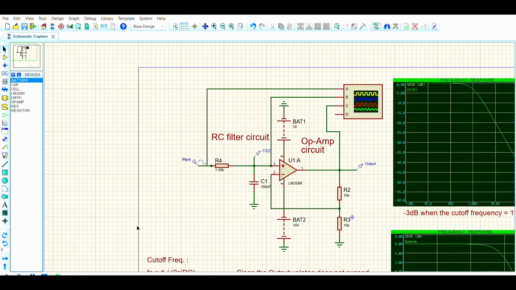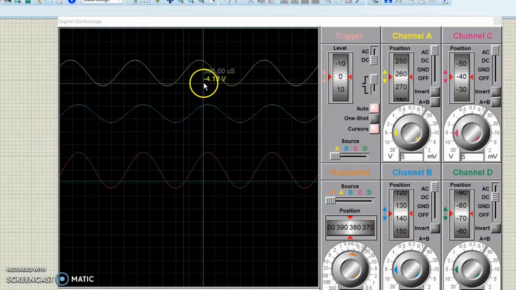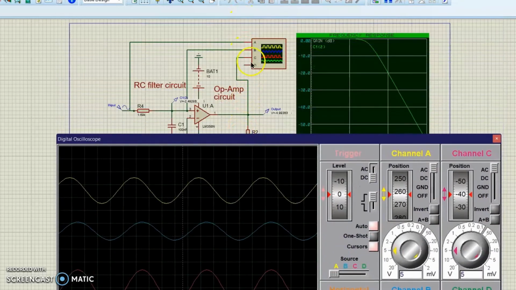Now I'm going to start my circuit. You can see that the yellow signal is connected to the input, the blue signal is connected to the RC output, or the input of the amplifier, and the red signal goes to the output to measure the output side.